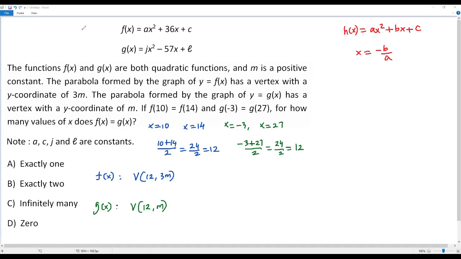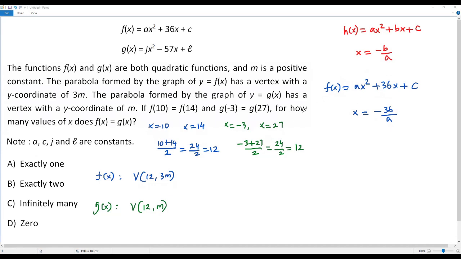Now let me take the quadratic function f of x, that is f of x equals ax square plus 36x plus c. Here we have the quadratic function f of x in standard form like this one. So we can use this formula to get the x coordinate at the vertex of this function f of x. Now let me write it. x equals negative the coefficient of x, that is 36, divided by the coefficient of x square, that is a. So this is the x coordinate at the vertex of the quadratic function f of x.